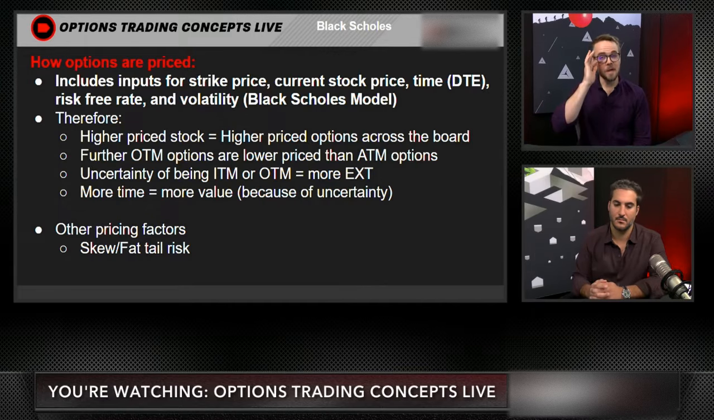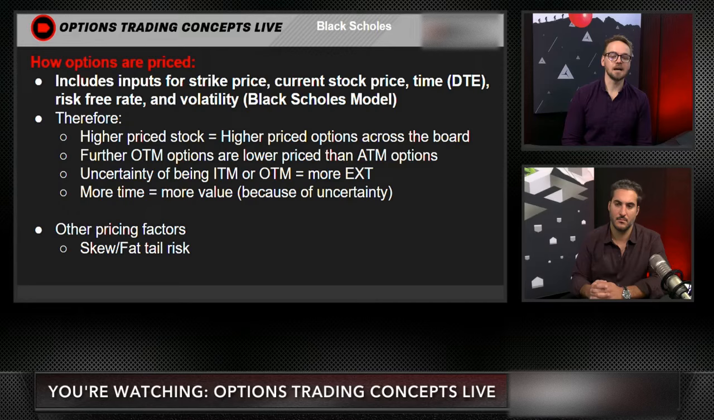It's kind of weird to wrap your head around, but hopefully this segment will help a little bit. So the Black-Scholes model does include inputs for strike price, current stock price, time in terms of days till expiration, the risk-free rate of return, and volatility. So higher price stocks, higher price options across the board.